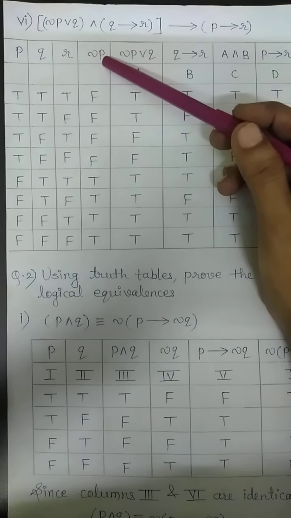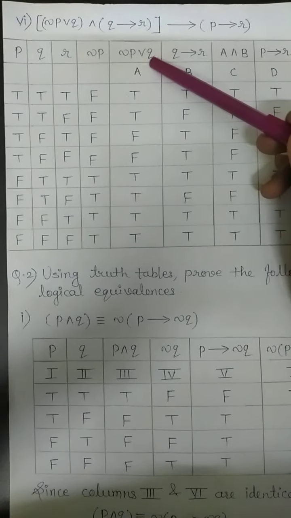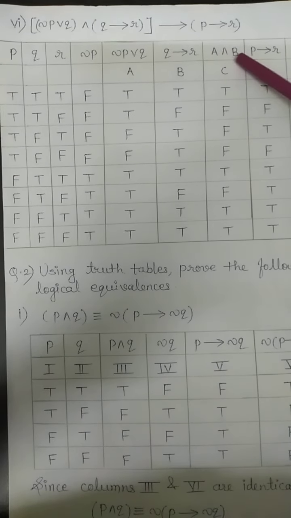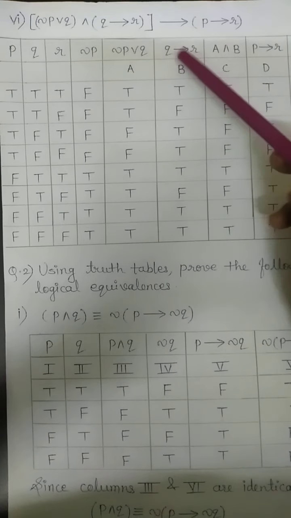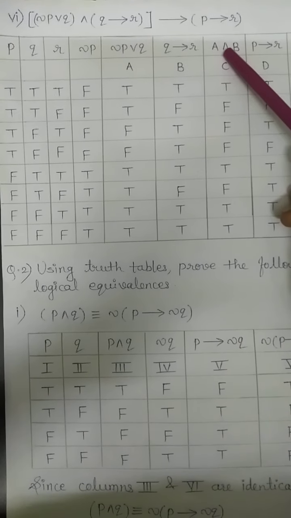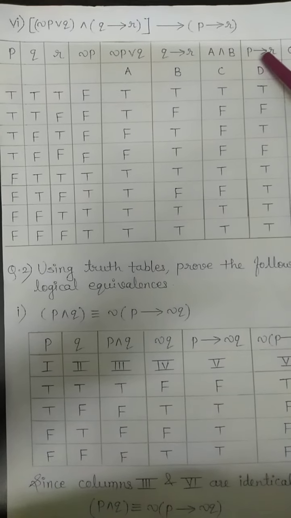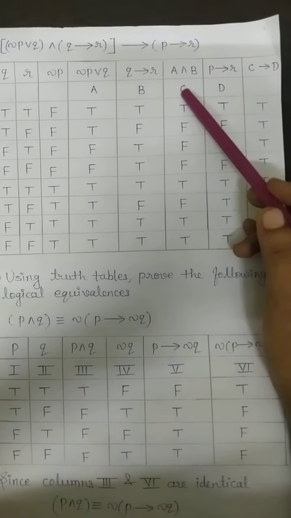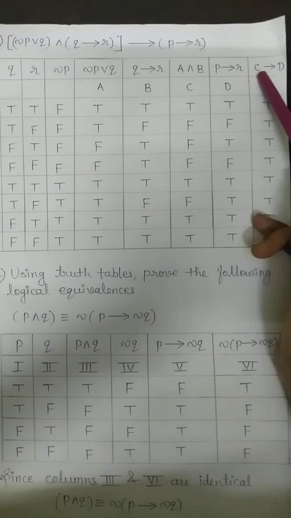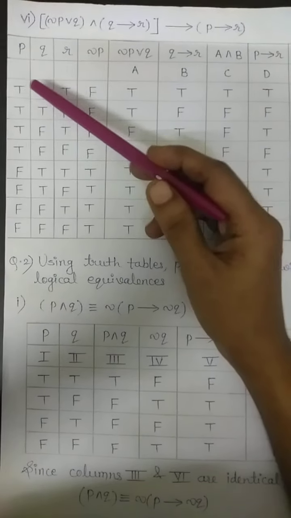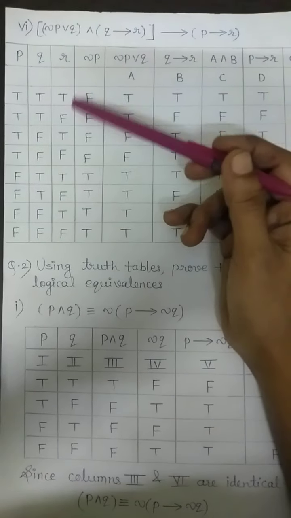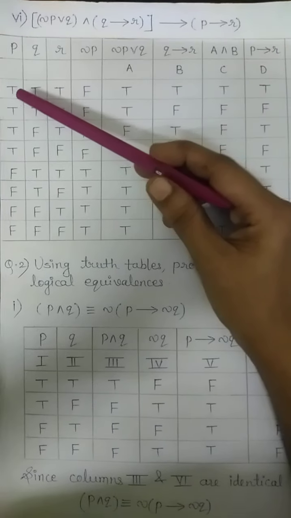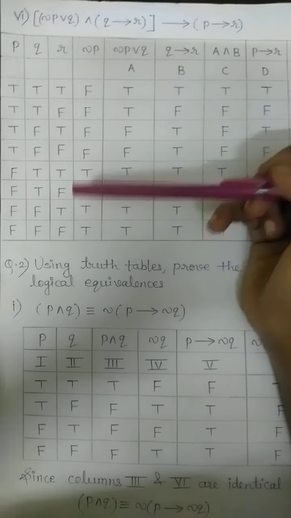Then we require negation of P, then negation of P or Q, then Q implies R, then A and B, meaning this A column and B column, for that we will consider, and then P implies R. Finally we call these C and D, so we require C implies D. Now our three columns P, Q, R will be fixed, then negation of P: T will become F and F will become T.